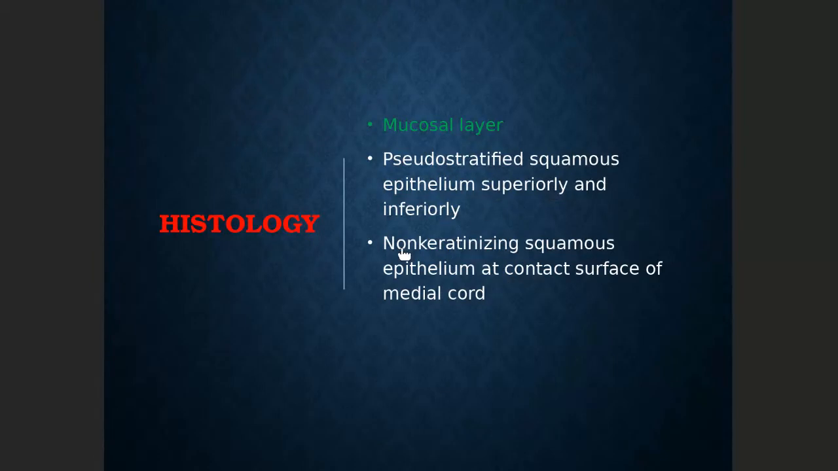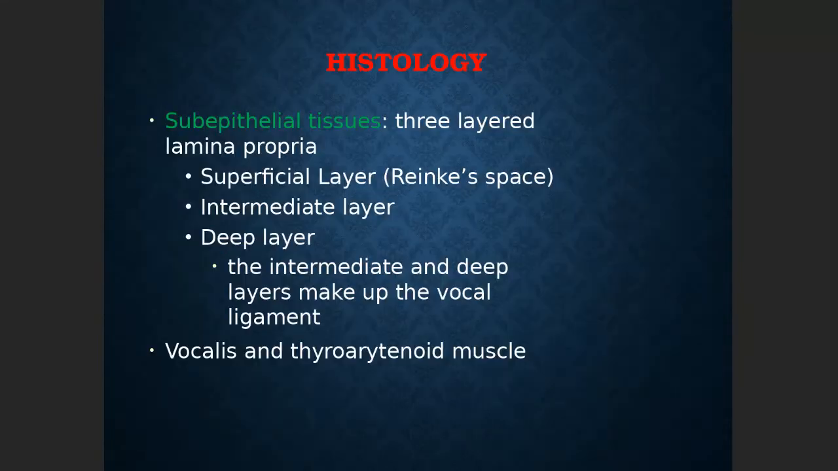The squamous is at the level of the vocal cord. Above that and below that is the pseudo-stratified epithelium. So we have the mucosal layer, then the subepithelial tissue, the other layer, which has a three-layered lamina propria. We have the superficial layer, intermediate layer, and deep layer of the lamina propria.